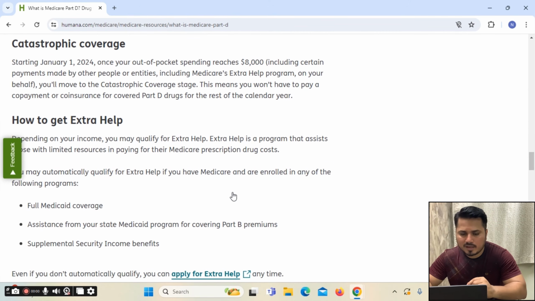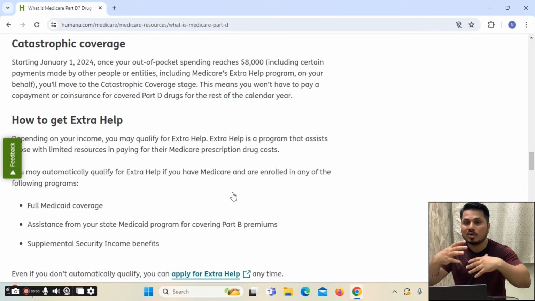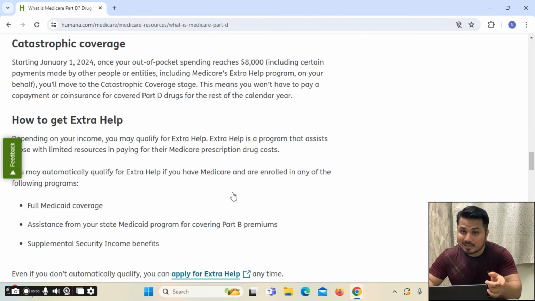Now, catastrophic coverage. I understand, guys. Let's continue this, but this is something which we have already discussed. As I said before, this is a kind of revision, right? So one time, two times, when you listen to it, you will get it fixed in your mind. Now, let's continue.